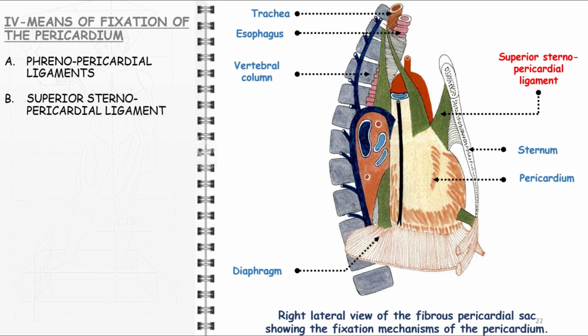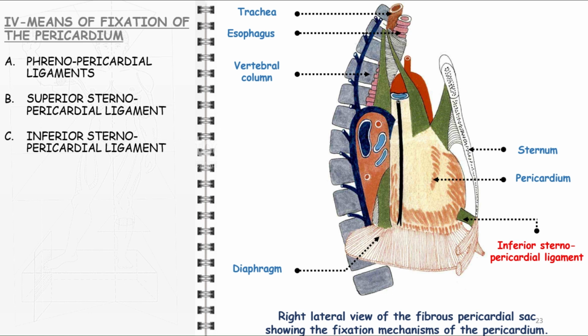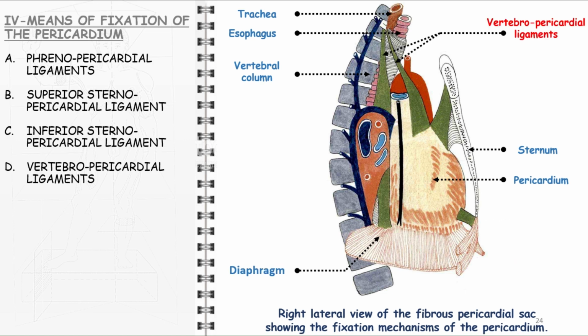Superior sternopericardial ligament extends from the posterior face of the sternum to the anterior face of the pericardium. Inferior sternopericardial ligament, also known as the xiphopericardial ligament, connects the xiphoid process to the anterior inferior part of the pericardium. Vertebropericardial ligaments are bundles of connective tissue that reinforce the sagittal septa. They extend from the prevertebral aponeurosis to the upper and lateral faces of the pericardium.